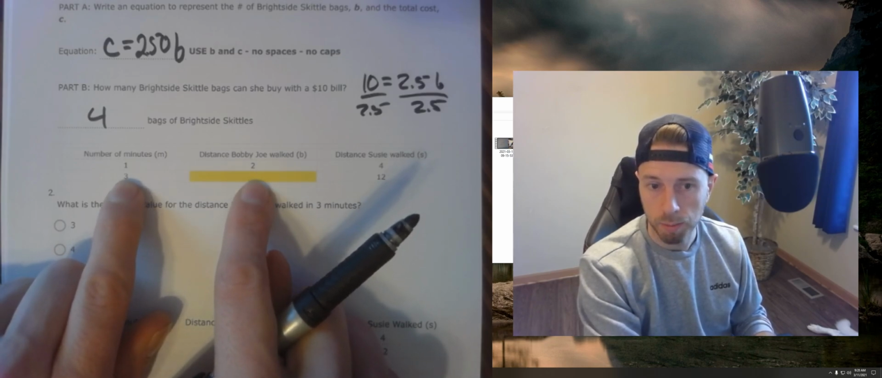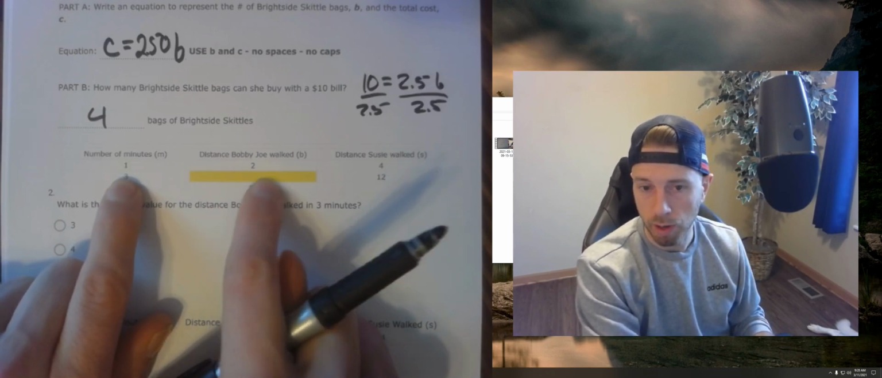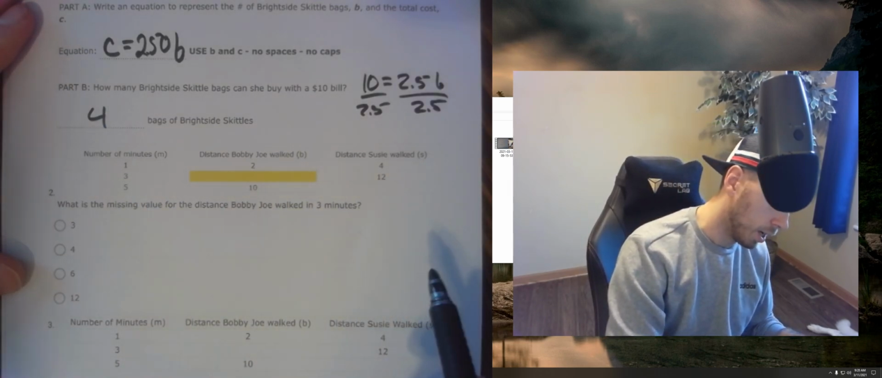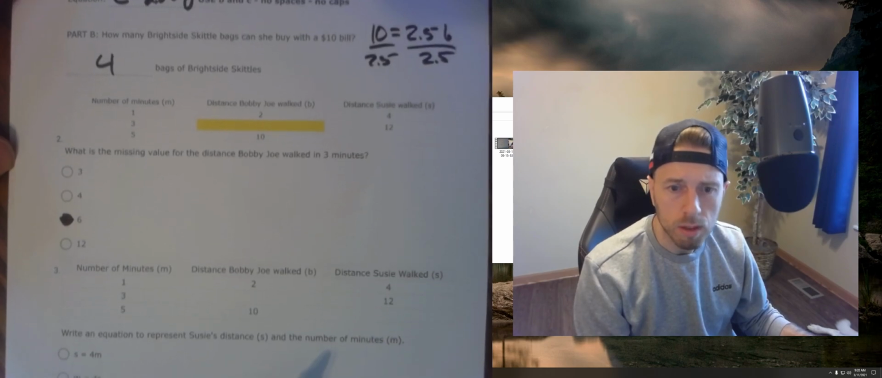So if we take this middle value here and we do 3 times 2 to figure out what this is, 3 times 2 would be 6. So the distance he would walk in 3 minutes would be 6. 6 what? I don't know. 6 miles?